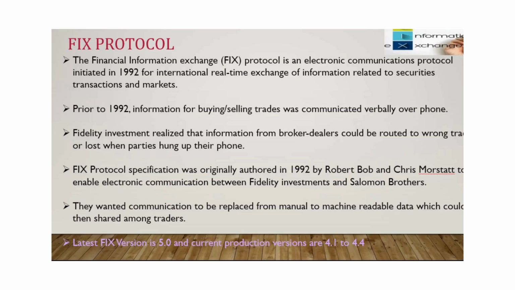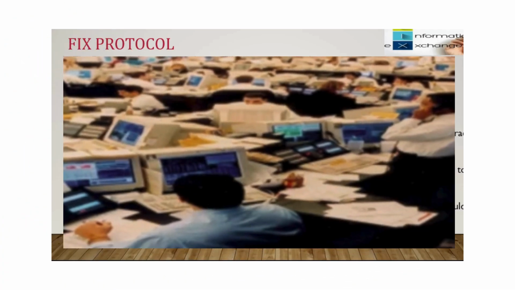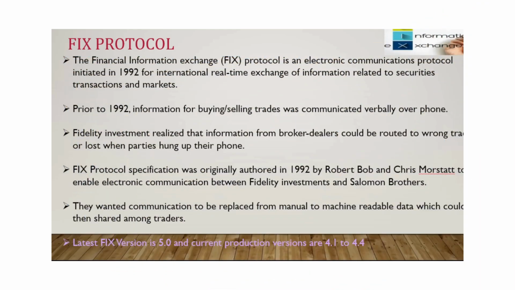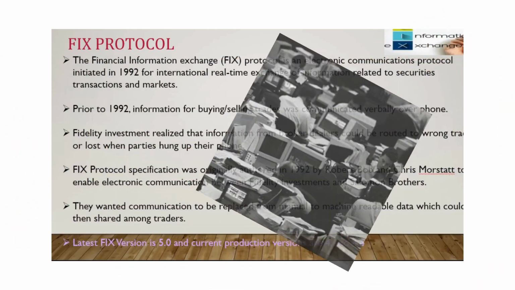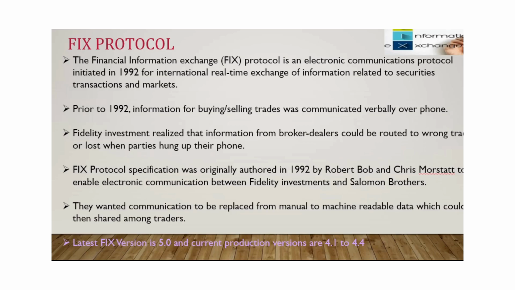In which information? That is, if a client wants to buy some trade or sell some trade, they will be using FIX protocol to send this information. Okay. So prior to 1992, information for buying or selling trades were communicated verbally over phone. As you can see in the images, how the trading flow works, and there is a lot of chaos on the trading floor. So what was happening before 1992?